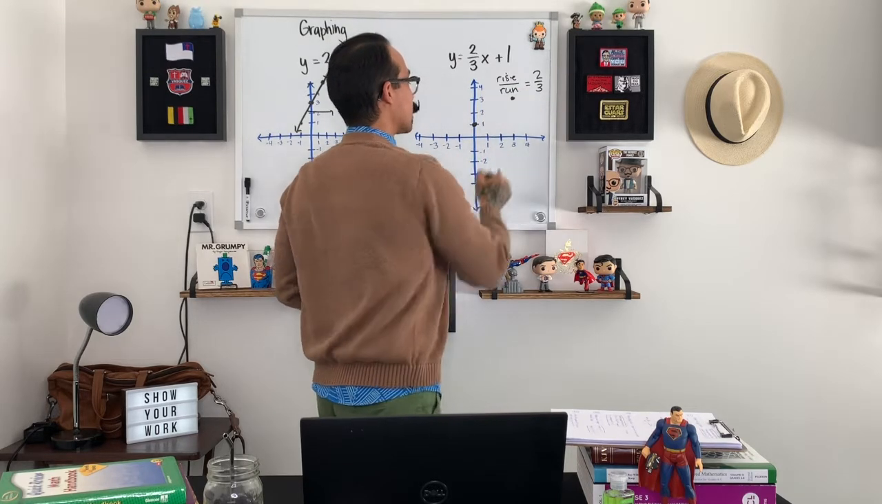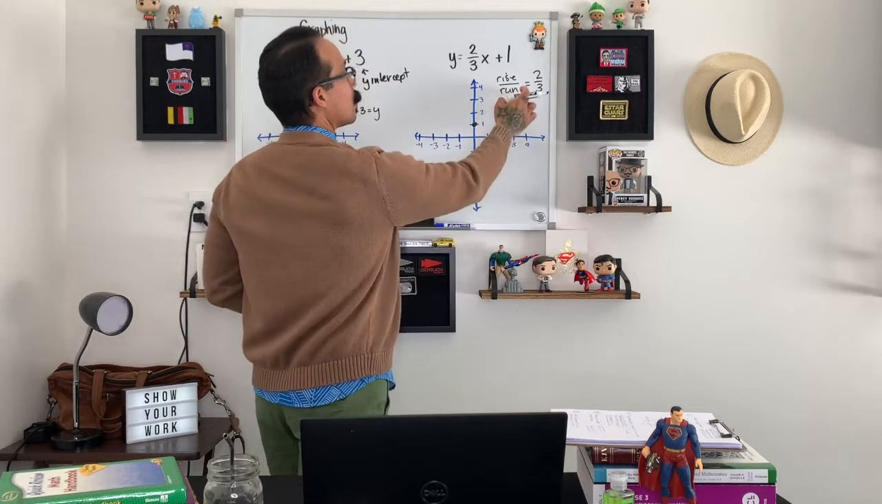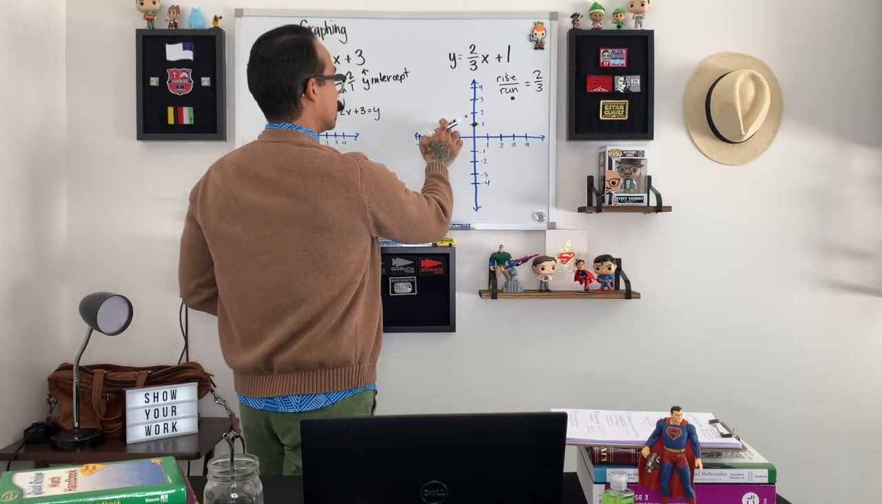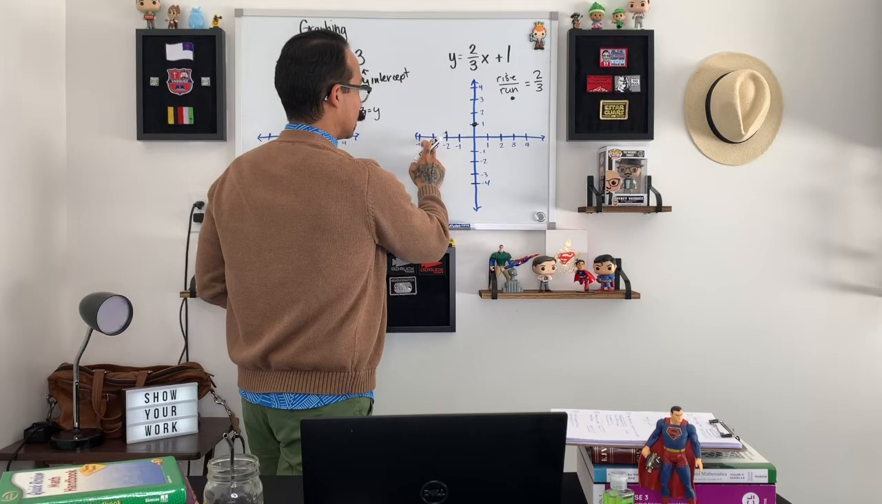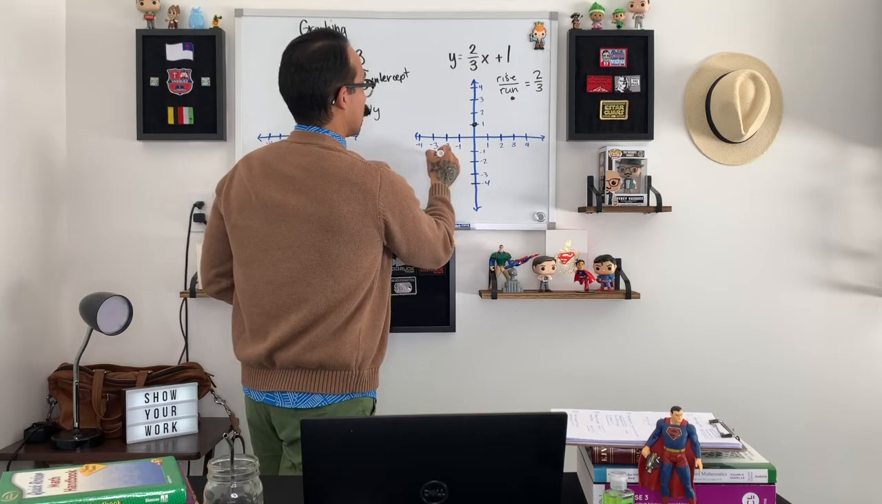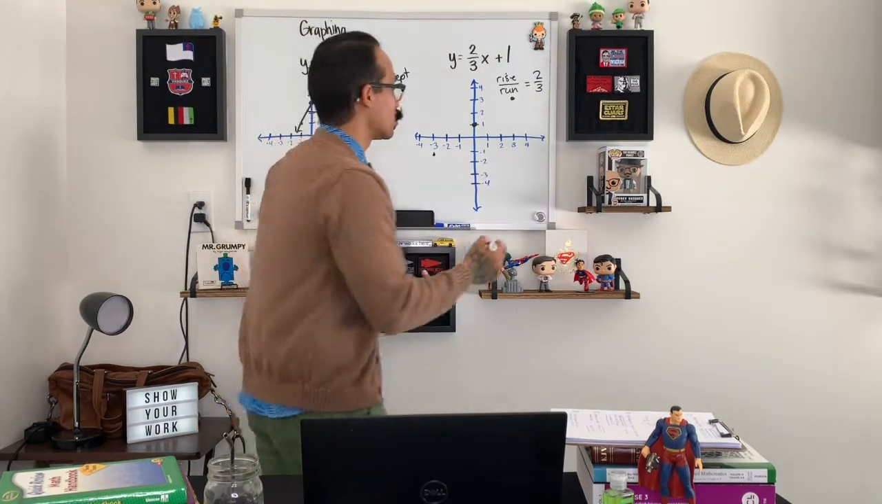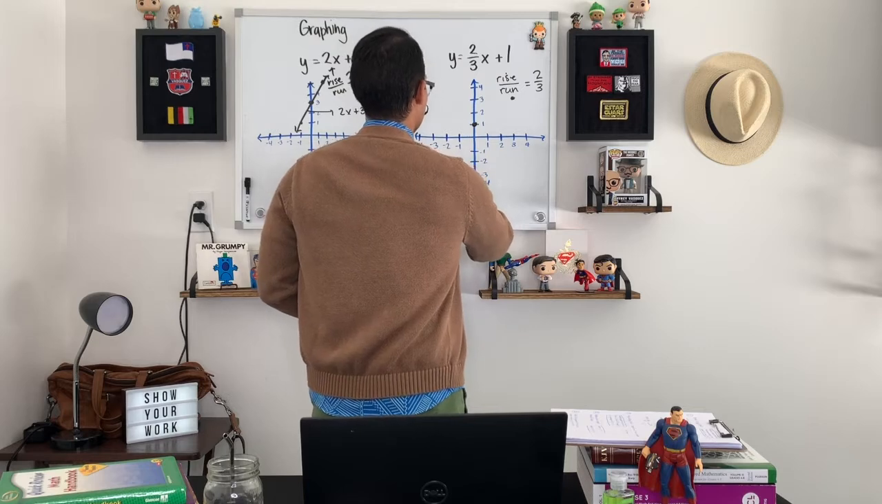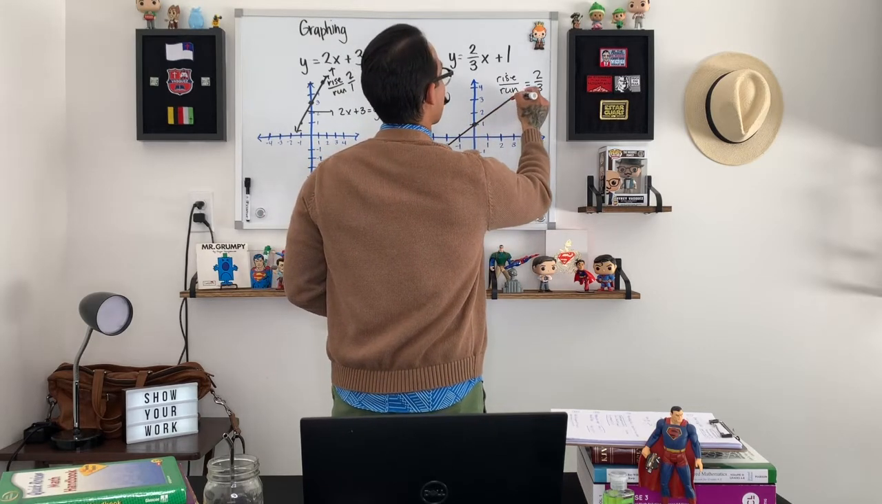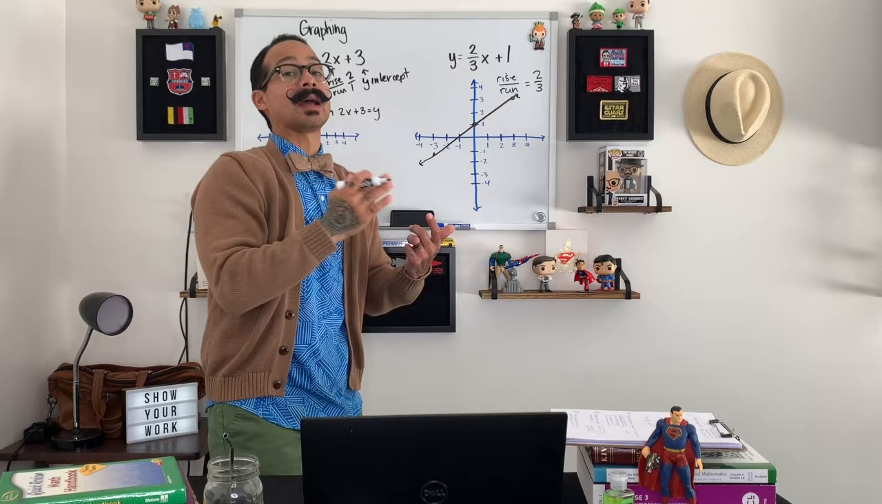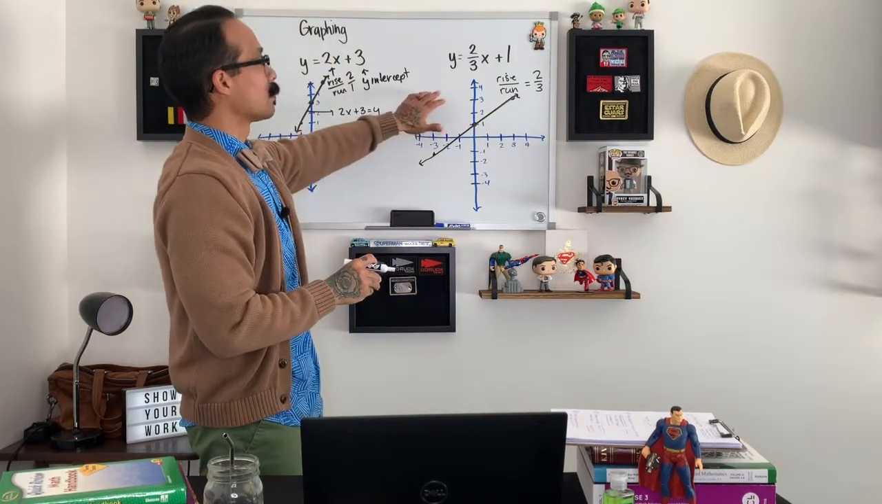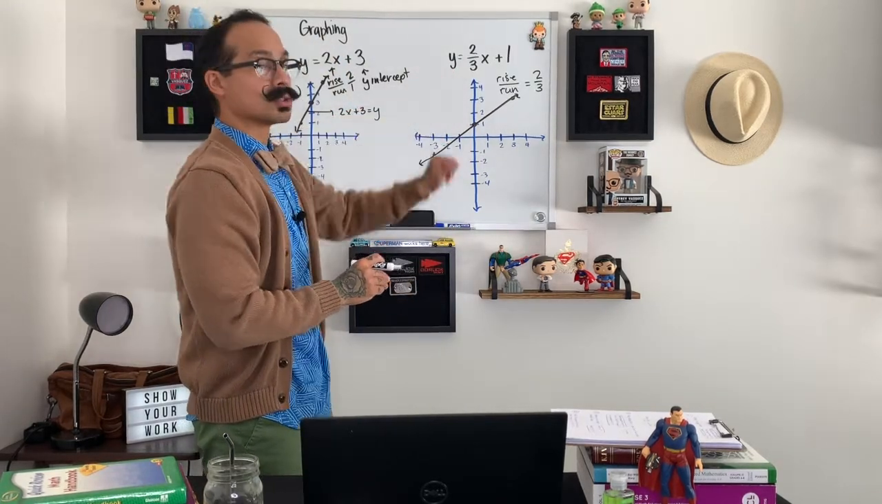This would be another place, and I can go backwards just the same. 3 spaces over, 1, 2, 3, and then 2 spaces down, 1, 2. And then use a straight edge to connect those dots. I've got my line on the graph that shows y is equal to 2/3 x plus 1.